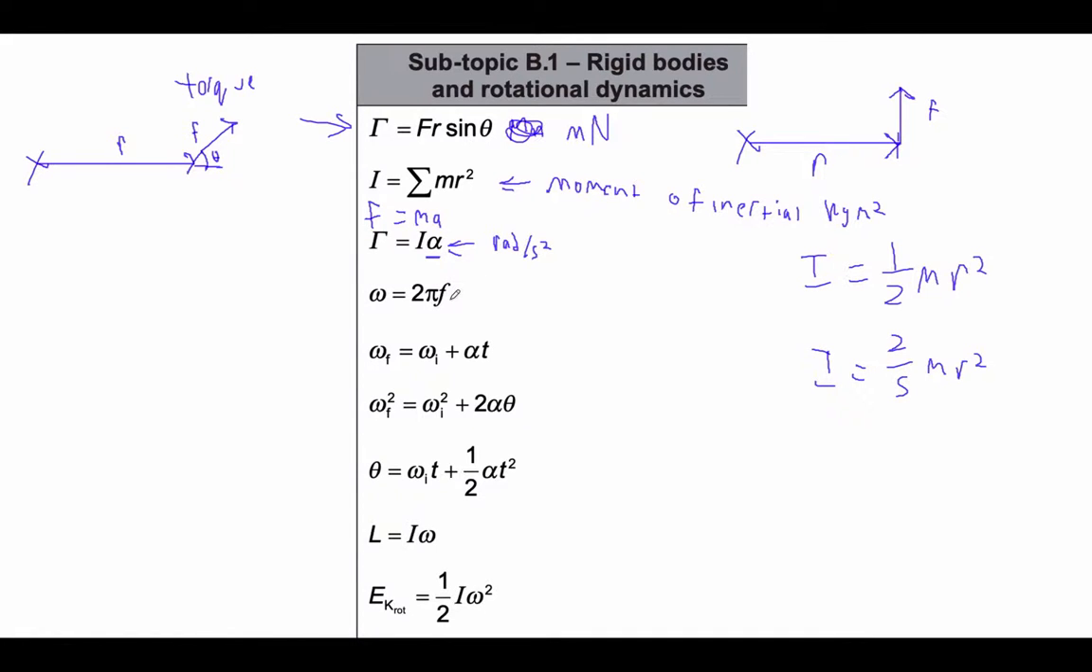Okay, and then omega is 2 pi f. So say you're going around once per second, your frequency would be 1 per second, right? So your angular velocity would be 2 pi times 1 per second, so 2 pi per second, right? If your frequency is 2 hertz, 2 times a second, then it'd be 4 pi, your angular velocity. So that's angular velocity.